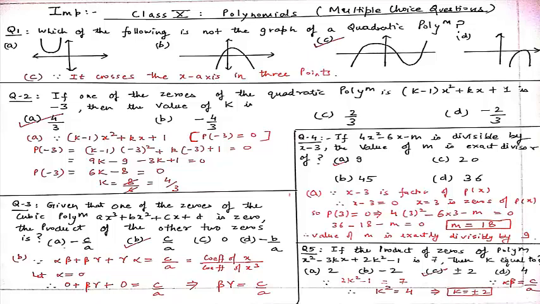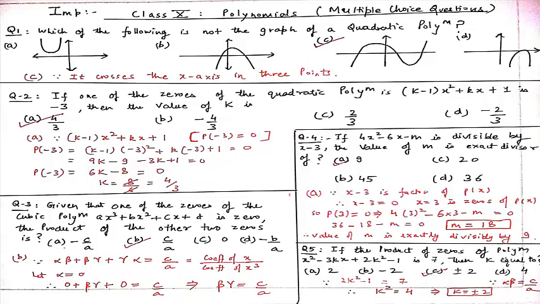Now come to the third question, which is: given that one of the zeros of the cubic polynomial ax cube plus bx square plus cx plus d is 0, the product of the other two zeros is minus c upon a, 0, c upon a, or minus b upon a. Which option is correct? As we know, for a cubic polynomial, the sum of the product of zeros taken 2 at a time, alpha beta plus beta gamma plus gamma alpha, is equal to the coefficient of x upon the coefficient of x cube, which is c upon a. So on substituting the value of alpha as 0, we get 0 plus beta gamma plus 0, which is equal to c upon a. So beta gamma equal to c upon a. Therefore, the product of the other two zeros is c upon a. Option number B is correct.